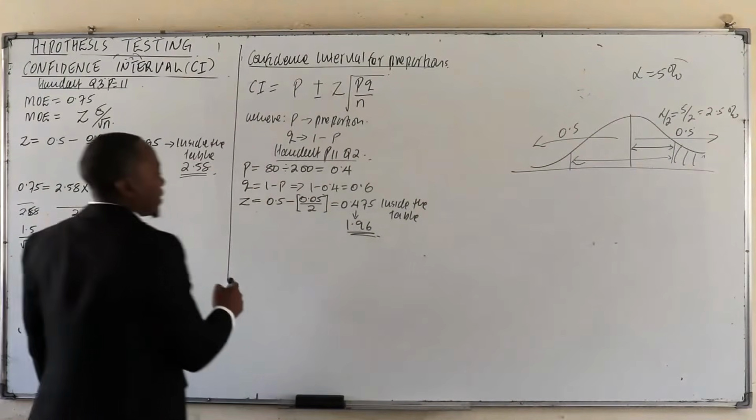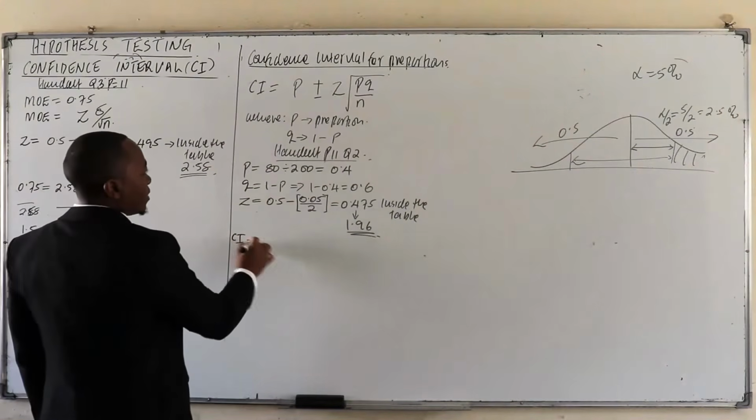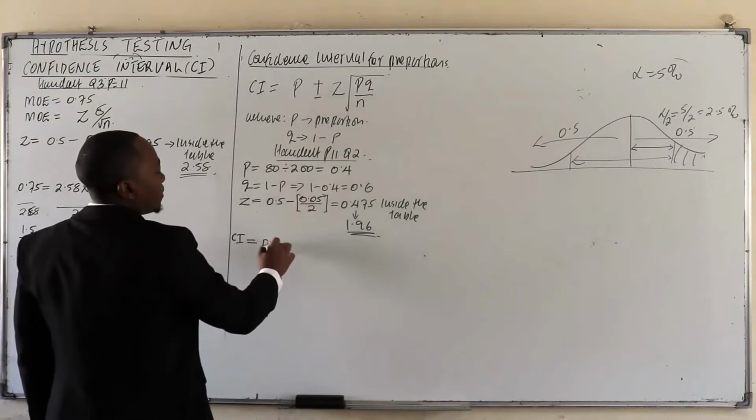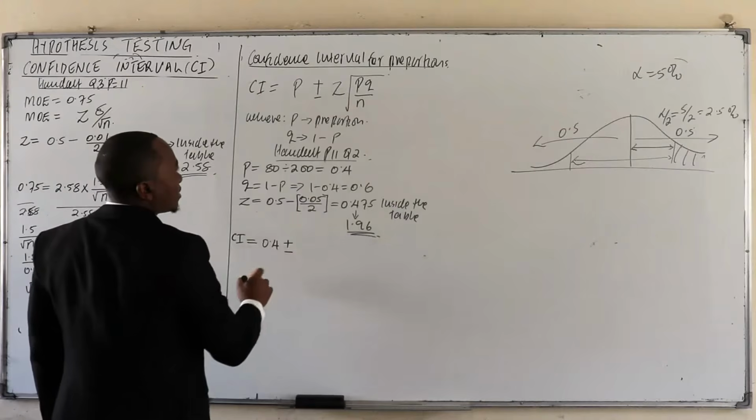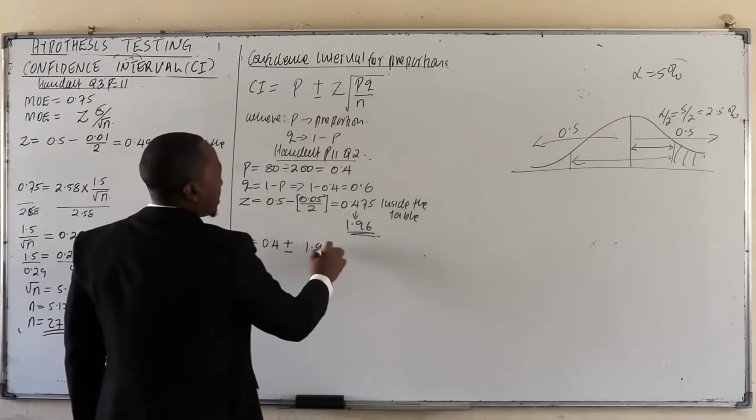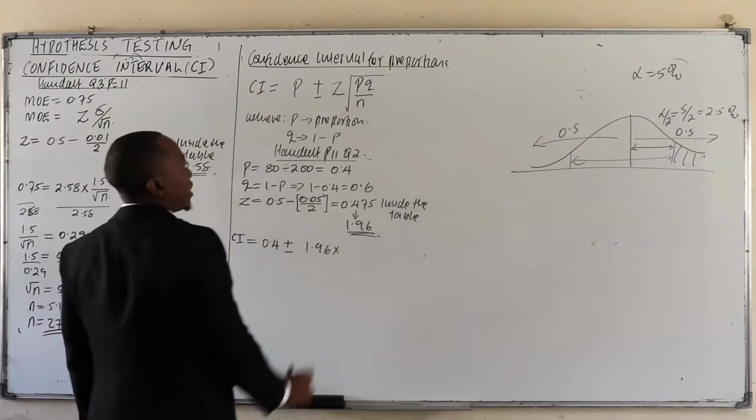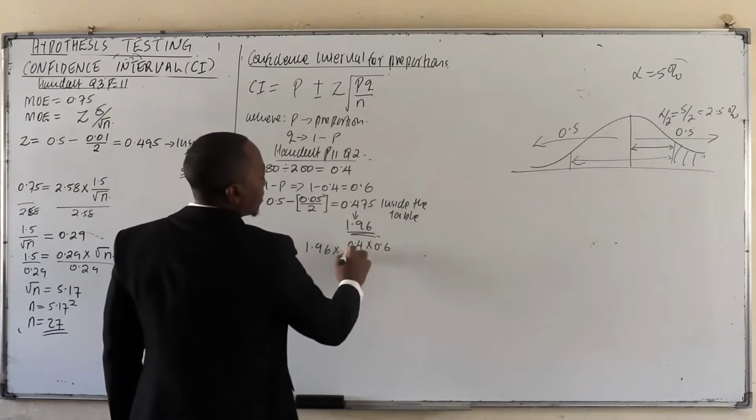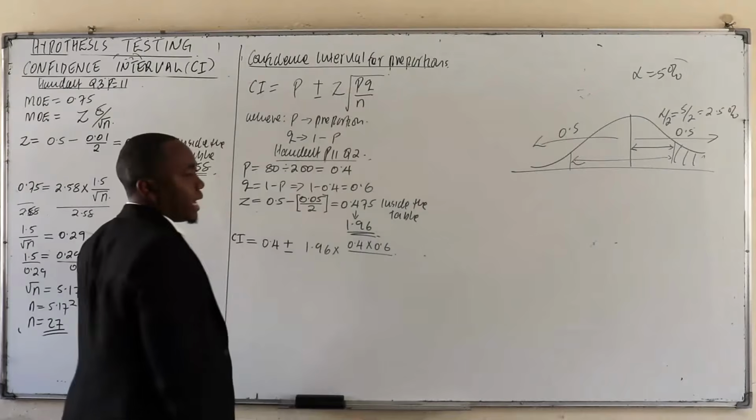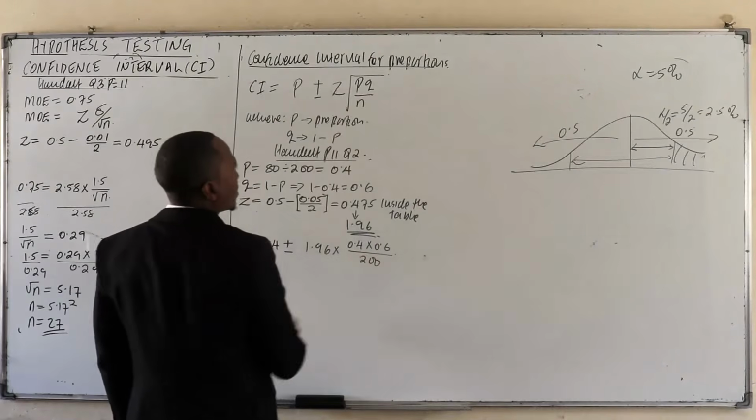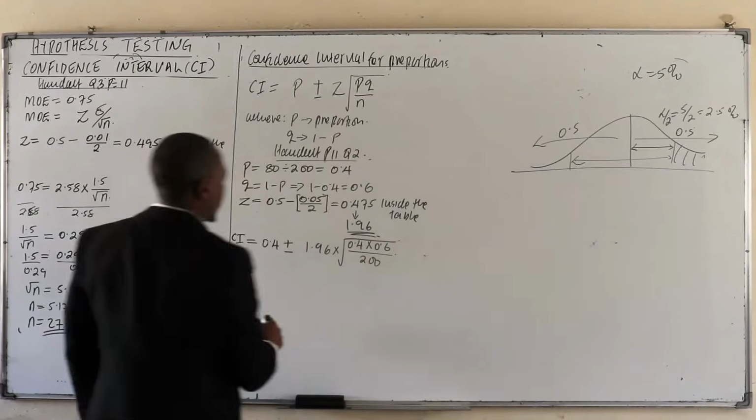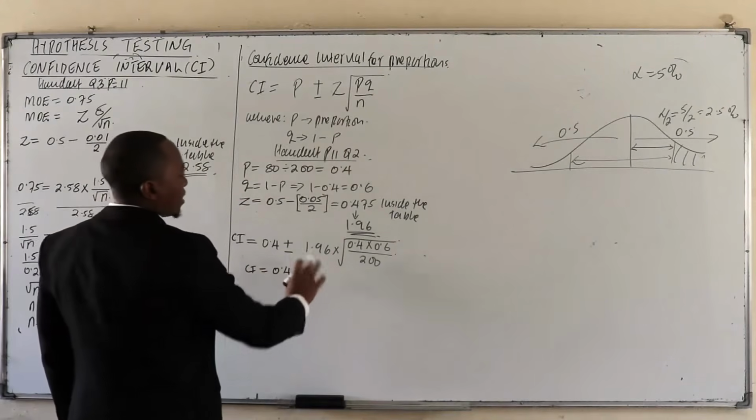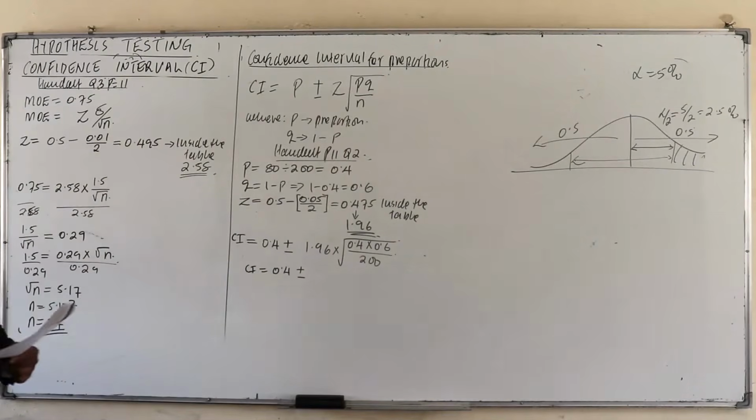So to get the confidence interval, it will be the proportion, which is 0.4, plus or minus 1.96 times the square root of PQ, with P 0.4 and Q 0.6, all divided by n. There were 200 voters. So it will be 0.4 plus or minus. Now give me the margin of error.